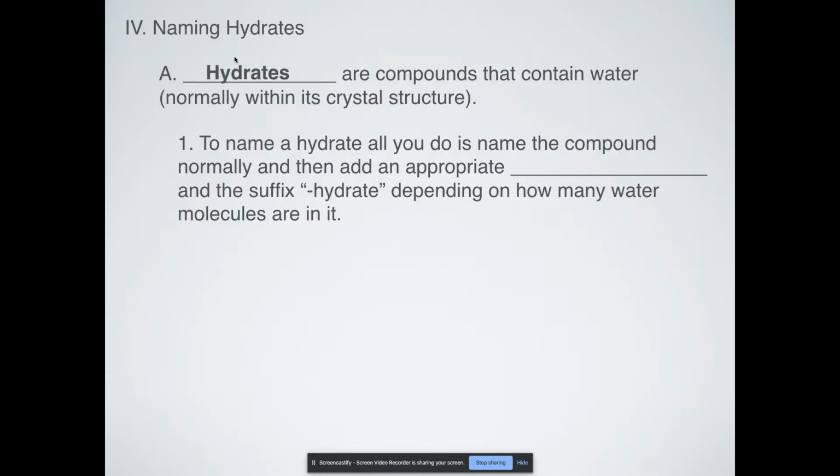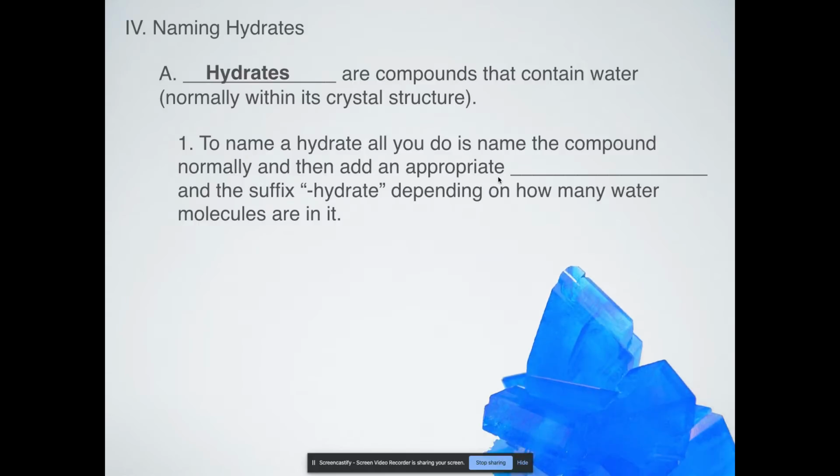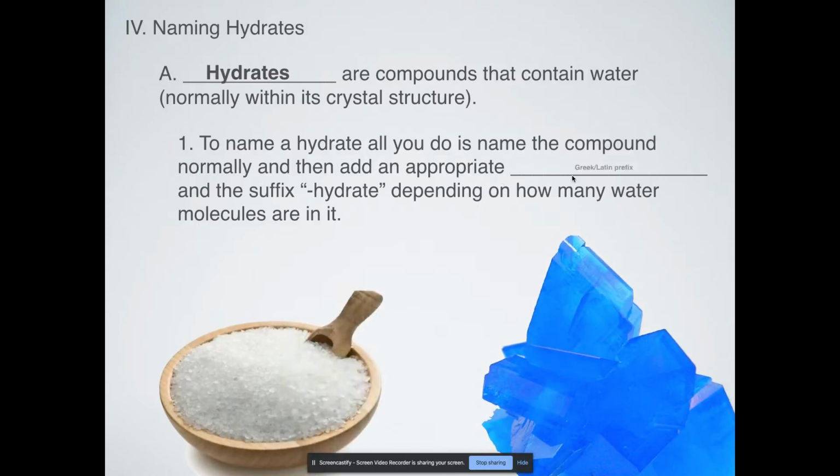Today we're going to be talking about naming hydrates. So what are hydrates? Hydrates are just compounds that contain water in their crystal structure. Hydrates are normally ionic compounds. We still name ionic compounds the same way we've been naming them, and we still write the formulas for them the same way we've been writing them. The only difference is that these compounds contain water inside of them, and the number of water molecules can be important. So how do we name the hydrate part, the water part? All you do is name the compound normally, and add the appropriate Greek or Latin prefix to it.